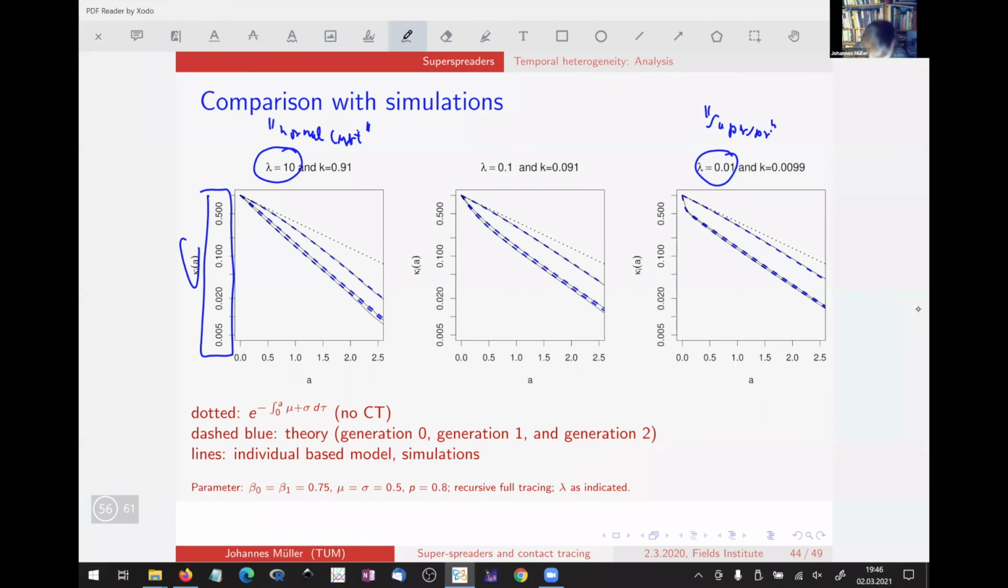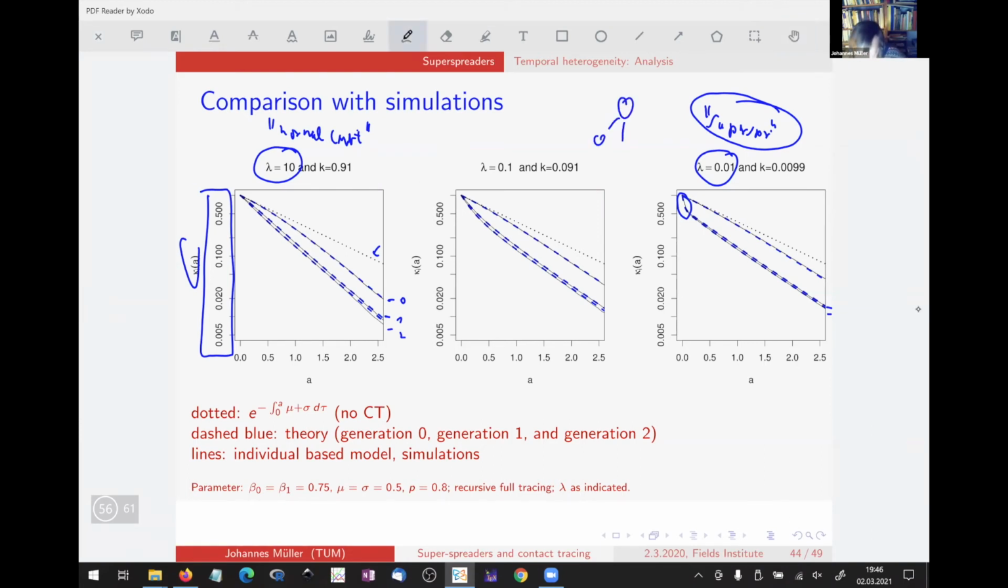And the blue dash, so that's the zero generation, first generation, second generation. So you see this convergence, even after two generations, not much happens anymore. This thing here is without contact tracing. The blue dashed line is theory. The solid lines are simulation, so it basically fits. And what we see if we have super spreaders is this sudden drop for the probabilities in the first and second generation. And that's precisely what we expected.